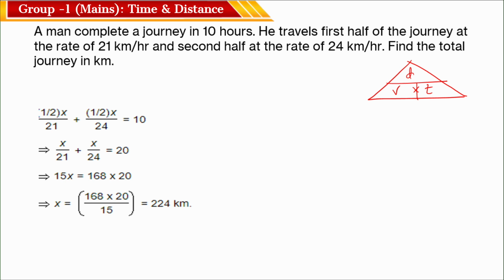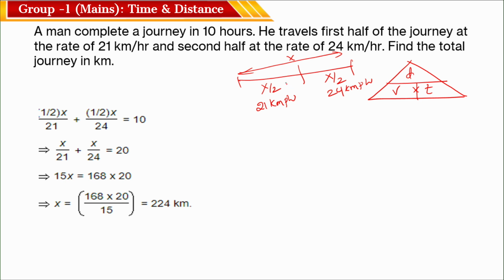Here, the total distance travelled by him we do not know, say it is x. Half of it means x by 2, and the remaining x by 2. So the man travels half of the distance with the speed of 21 kmph, and in the second half 24 kmph. This is the information which is given.